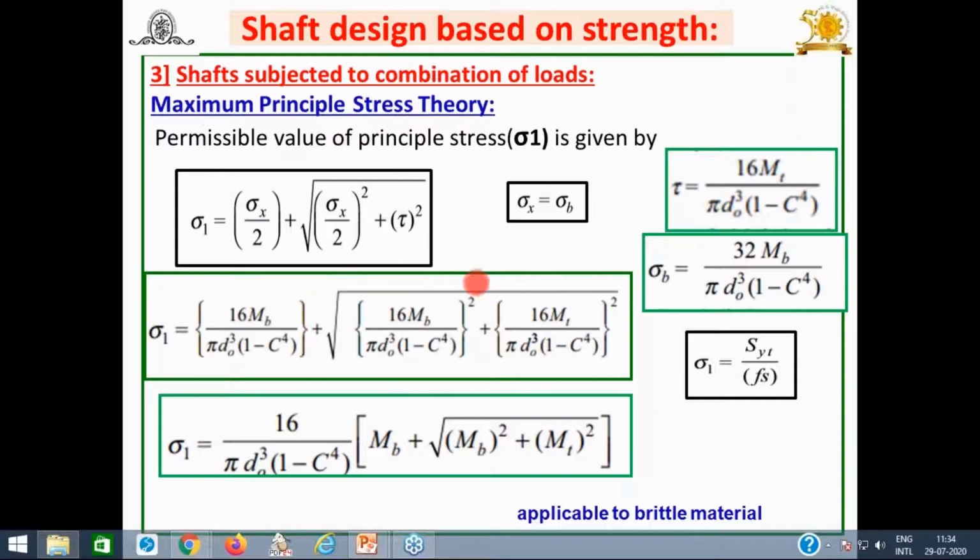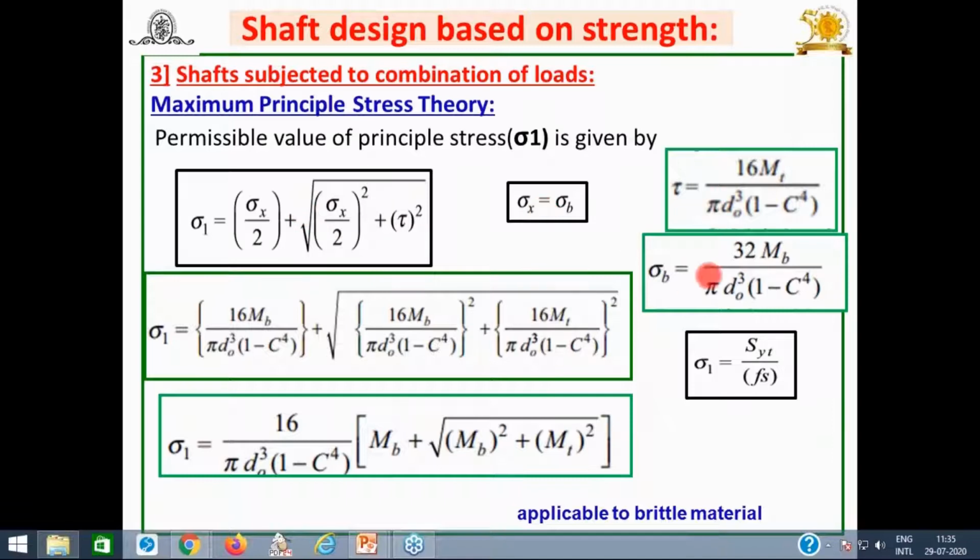According to this theory, the permissible value of principal stress sigma 1 is equal to sigma x by 2 plus under root (sigma x by 2) bracket square plus tau square. And already yesterday also we got the magnitude of sigma 1 from Mohr circle. It is applicable according to the maximum principal stress theory. No problem, it's okay. So what you have to do again?